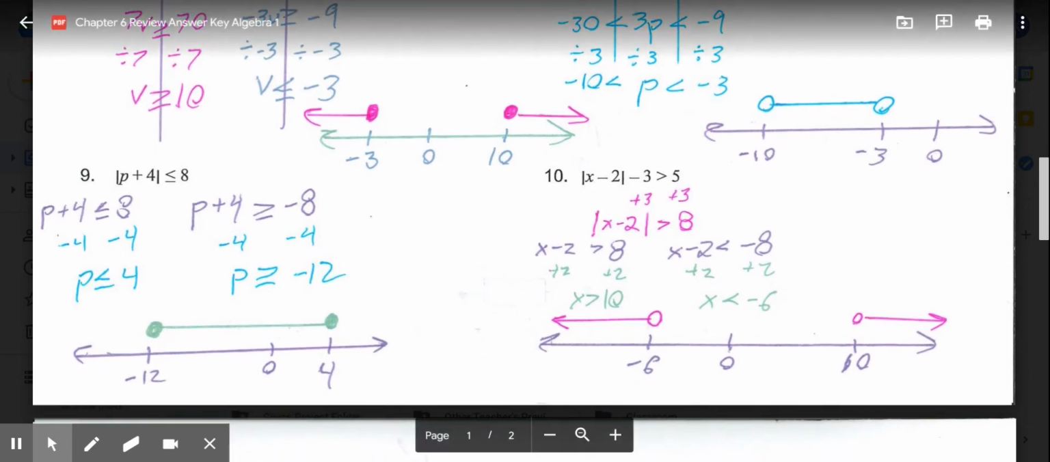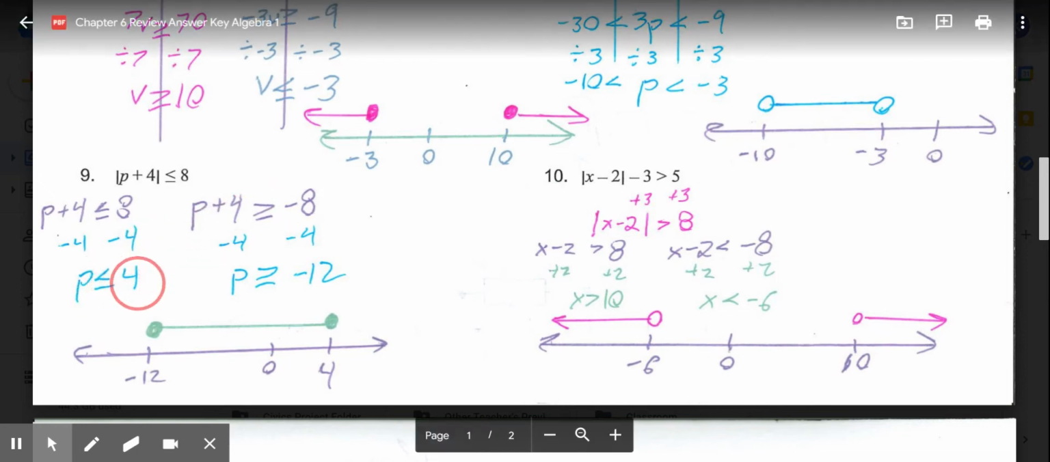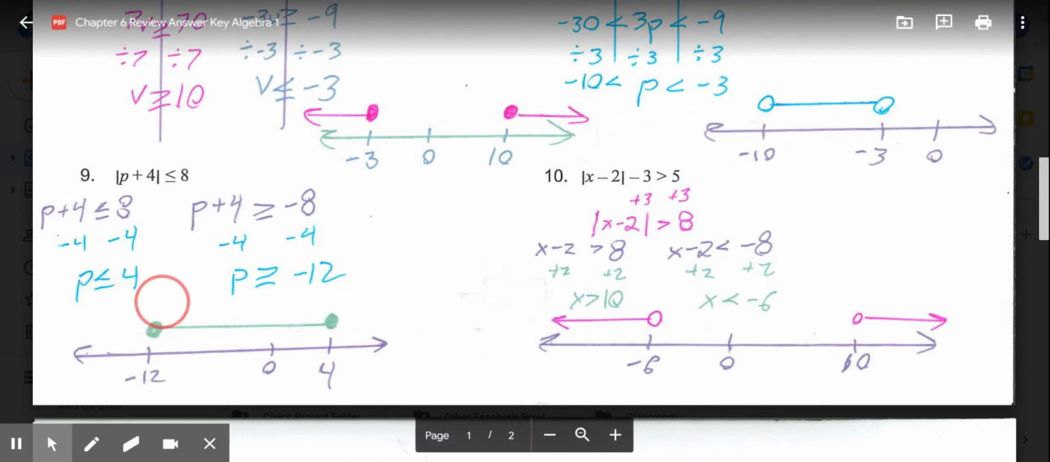In 9, we have the absolute value of p plus 4 is less than or equal to 8. So when we solve that, we would set it up as the value inside the absolute value, p plus 4, less than or equal to 8. And then we'd also use the p plus 4 is greater than or equal to -8. Then we'd want to solve both for p. So p is less than or equal to 4, and p is greater than or equal to -12. So filled in circle at -12 and 4, and it would be combining because from -12 we'd be going right, and from 4 we'd be going left.